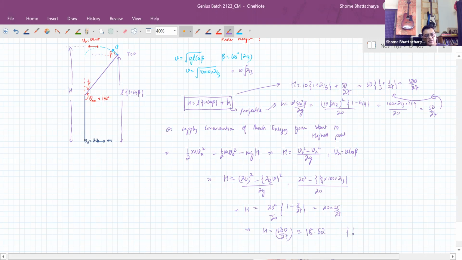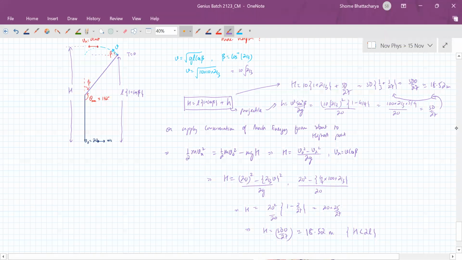So you can see that H falls short of 2L because it's not completing the vertical circular motion. But at the same time, it does go a certain distance, almost 2 meters further up, even after the string slackens.